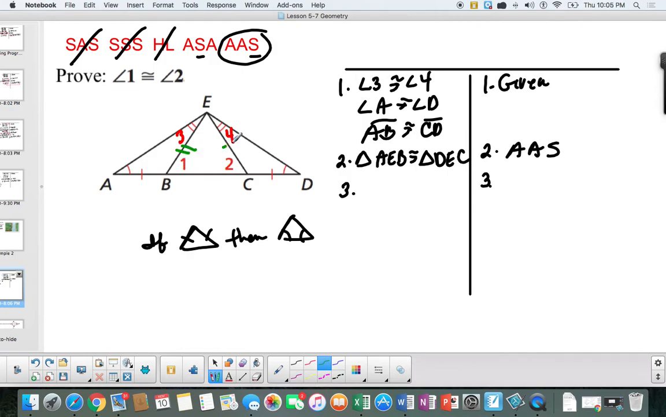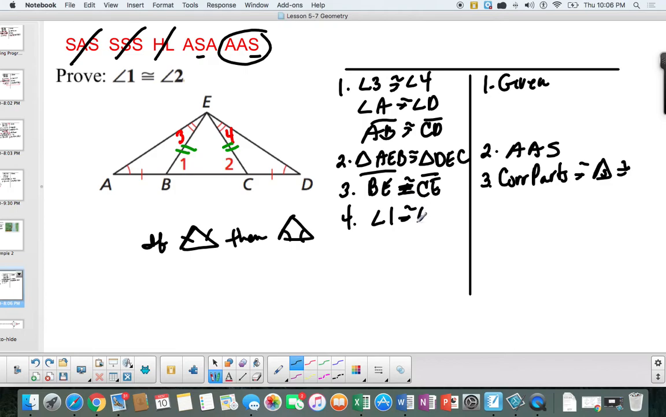I know these will be congruent, and those will be congruent by corresponding parts. So congruent triangles have congruent parts. So I can say BE is congruent to CE, and I'm going to say corresponding parts of congruent triangles are congruent. Now that I have that, I can say step 4, angle 1 is congruent to angle 2, and I can say in a triangle, if 2 sides are congruent, then the angles opposite are congruent. That's our base angles theorem.